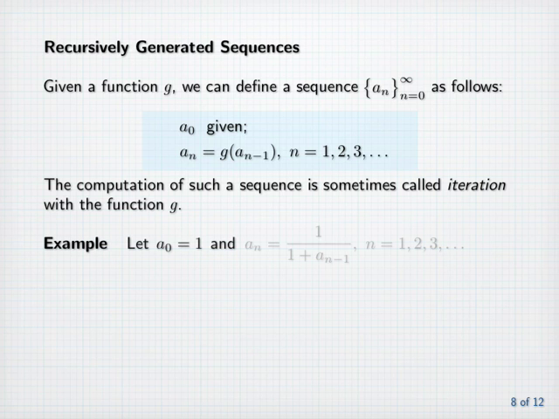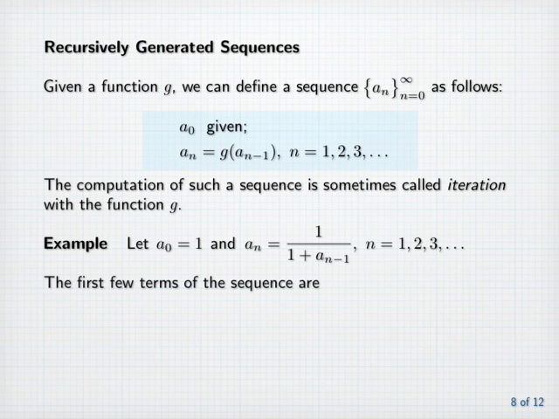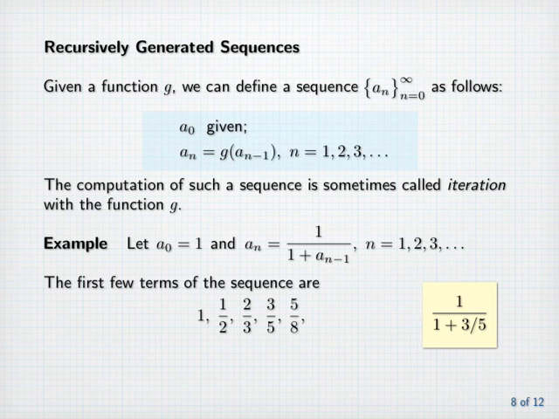Example: let a sub 0 equal 1, and let a sub n equal 1 over 1 plus a sub n minus 1 for n equal to 1, 2, 3, and so on. The first few terms of the sequence are a0 equals 1, a1 equals 1 over 1 plus 1, or 1/2. a2 equals 1 over 1 plus 1/2 equals 1 over 3/2, or 2/3. Then a3 equals 1 over 1 plus 2/3, which equals 3/5. a4 equals 1 over 1 plus 3/5, which equals 5/8. a5 equals 1 over 1 plus 5/8, which equals 8/13, and so on.